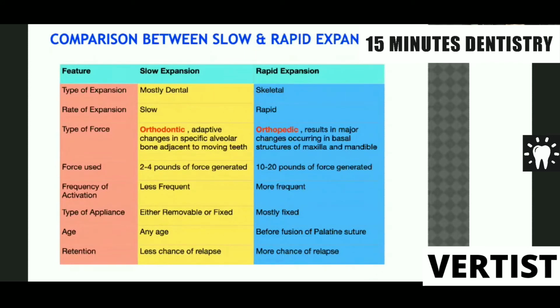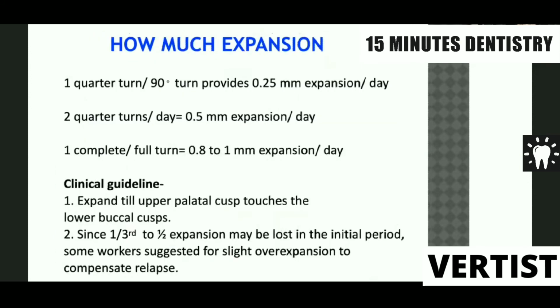Frequency of activation is less frequent in case of slow expansion, whereas more frequent in case of rapid palatal expansion. The appliance that is used in slow expansion can be either removable or fixed. It is generally fixed in case of rapid expansion. Slow expansion can actually be done at any age, but generally better in case of early growers. But rapid expansion has to be done before the fusion of palatal sutures. Otherwise, you will have to go ahead and do surgically assisted rapid palatal expansion. There's less chance of relapse when we are doing a slow expansion, whereas when you're doing a rapid expansion, there is more chance of relapse, and hence retention becomes very important.